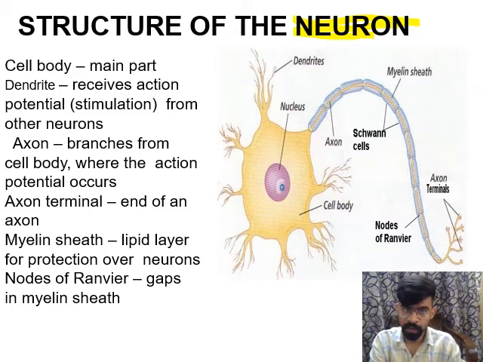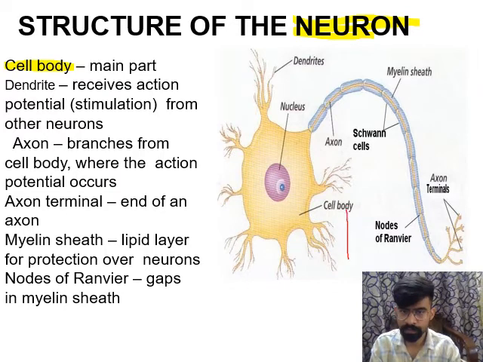Now, this is a very important topic for your board exam also. Sometimes it is asked to write the structure of a neuron, or draw the structure of a neuron, label all its parts, and give the function also. So let's start. The first part of the neuron is known as the cell body. Cell body is the main part of the neuron.